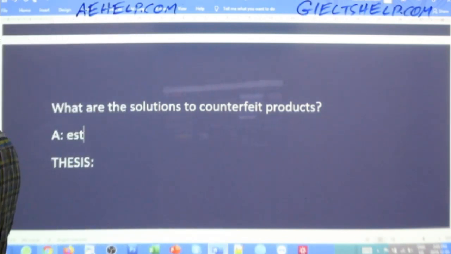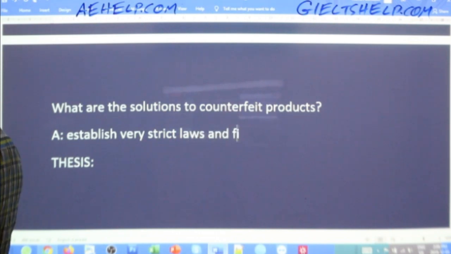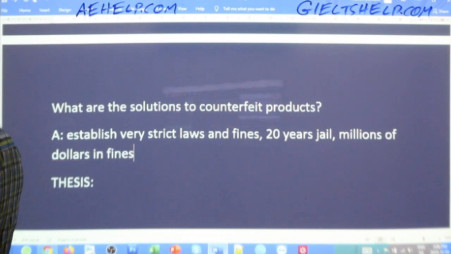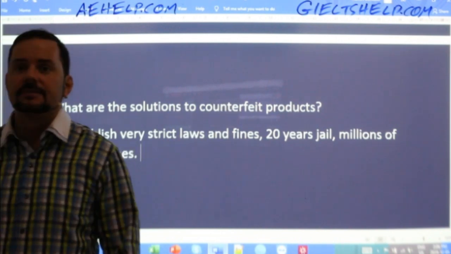create or establish very strict laws and fines, millions, so 20 years jail and millions of dollars in fines. Sure, so that's one side of the coin.